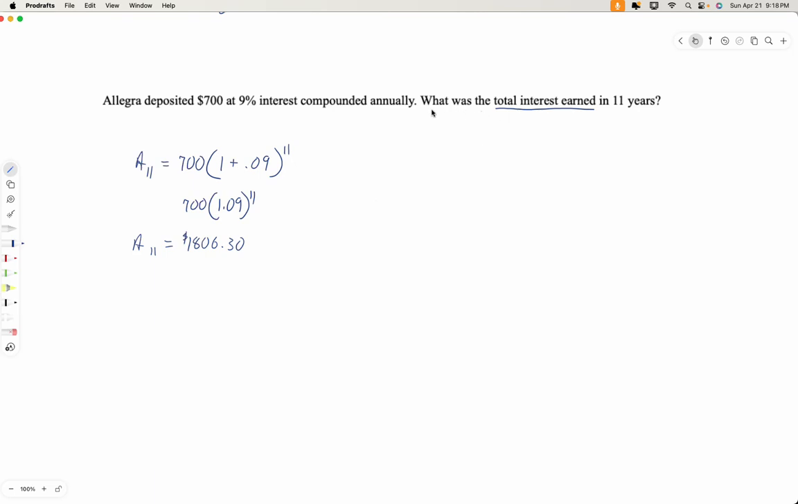But it doesn't want to know the total amount. It wants to learn the total interest earned. So we're going to subtract the original $700. And that gives us $1106.30. That's what it's looking for. That is going to be your answer.